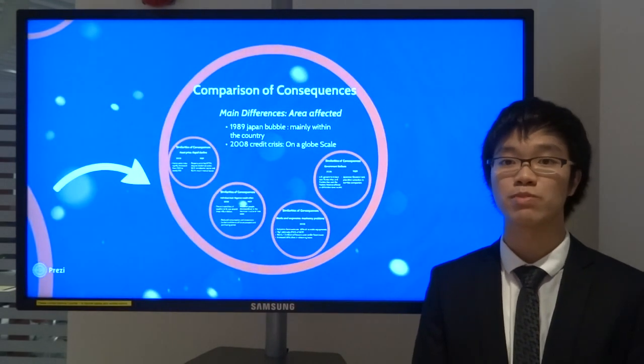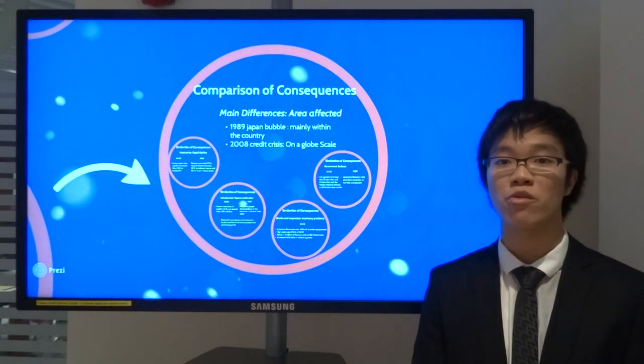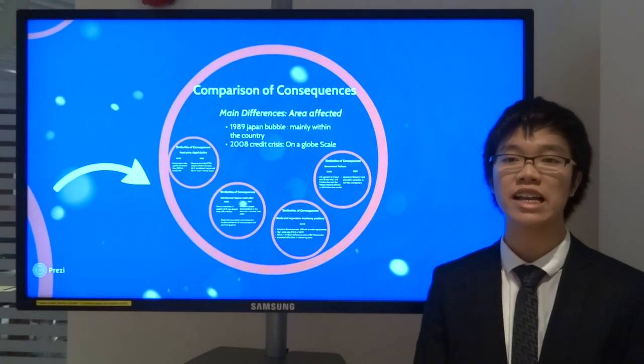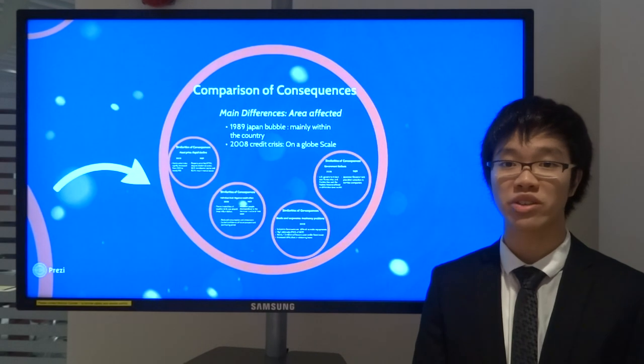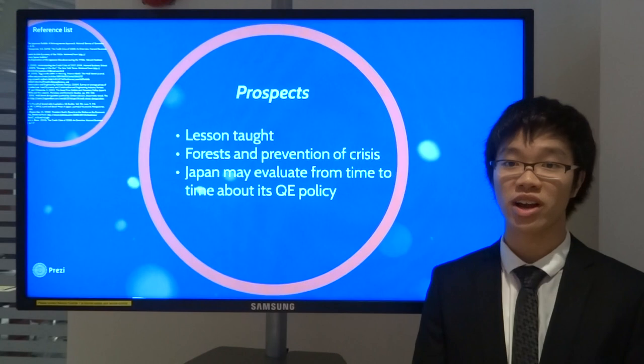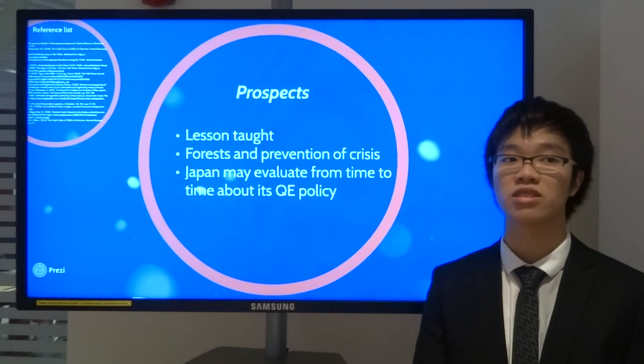One of the main differences between the two crises is the area affected. While mainly Japan suffered from the asset bubble in 1989, the credit crisis in 2008 has brought substantial economic loss on a global scale. Even so, both crises taught us a lesson. Governments and economists are striving to forecast and prevent the next financial crisis. For instance, Japan, which has implemented QE for a long time, evaluates its QE policy from time to time.